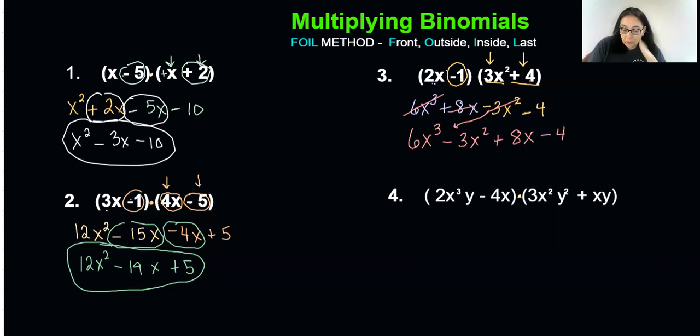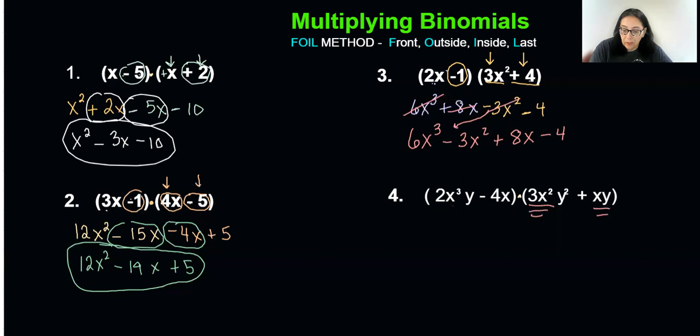All right, let's go on to the next problem. This one's a little more difficult. As you can see, they're getting more difficult as we do them, but it's the same method. You multiply the fronts, then you multiply the outsides, then you multiply the insides, and then you multiply the last. So front, outside, inside, last. That is what I'm doing in every one of these problems.